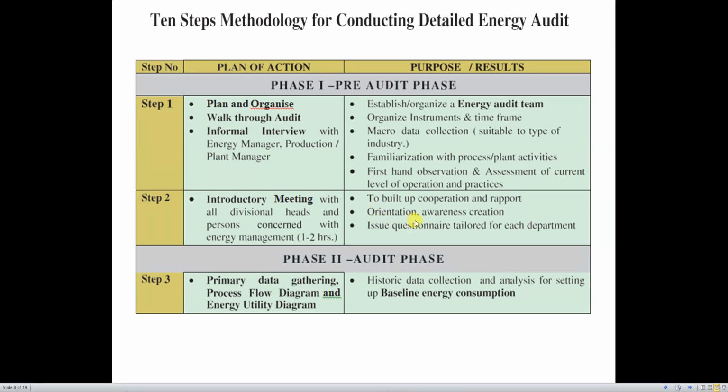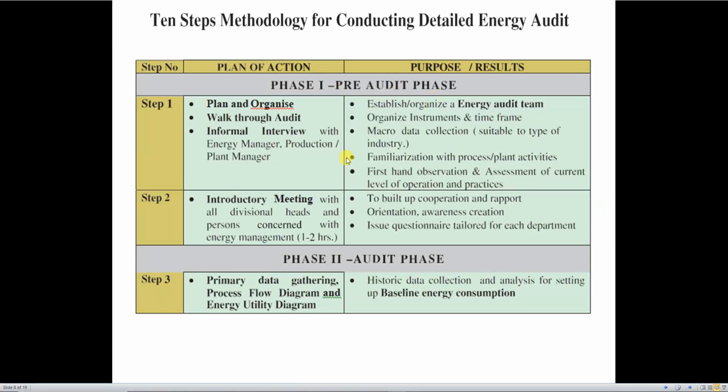Then we are going to get orientation, and we can create awareness regarding energy management, cost effectiveness and scope of energy conservation. Orientation means there should be a quiet lecture, guest lecture type or seminar type, for 1.5 hours. In that we can orient and create awareness for the different divisional heads in order to conserve energy. That is the main concern. And also we can find out the different issues that have occurred in energy conservation or energy management with the different heads. So these two steps are important in the pre-audit phase.